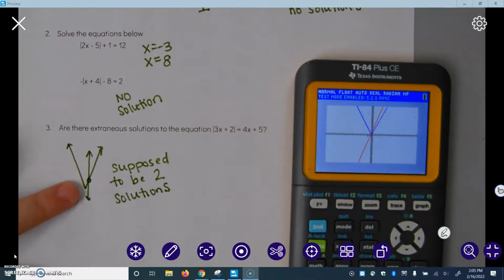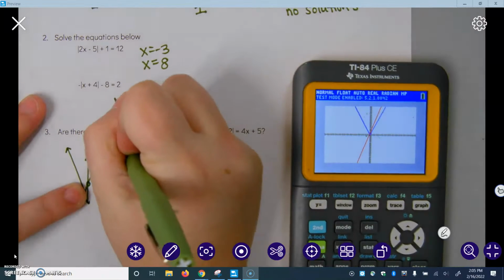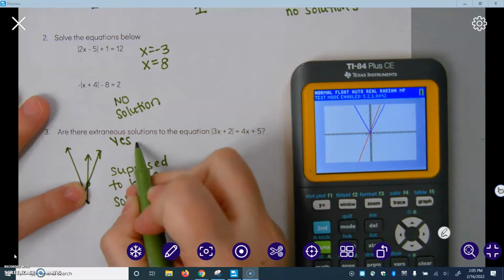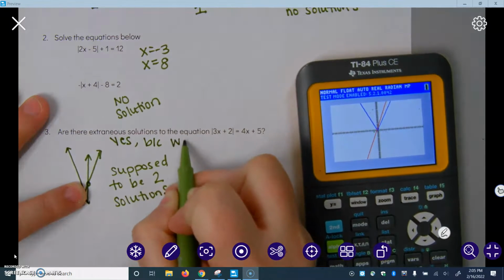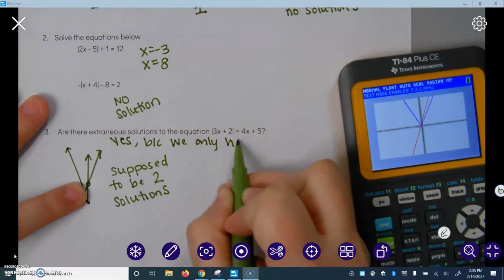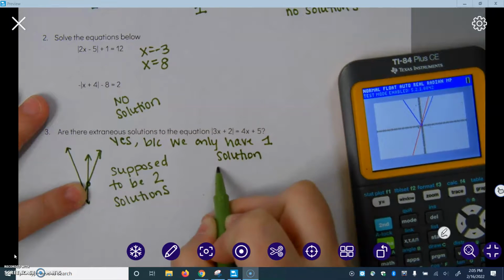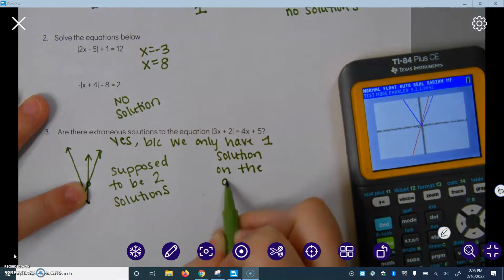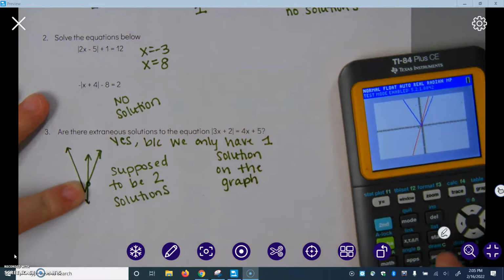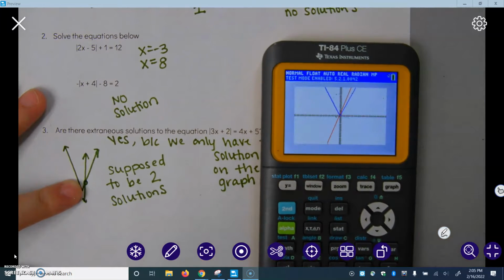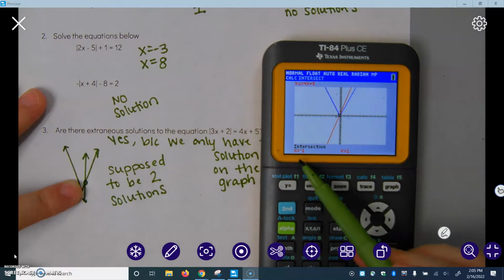So if I graph it and I only find 1 place where they intersect, then yes, there are extraneous solutions because we only have 1 solution on the graph. So if I hit second trace 5, enter, enter, enter, x is equal to -1. So any other answers would be considered extraneous.